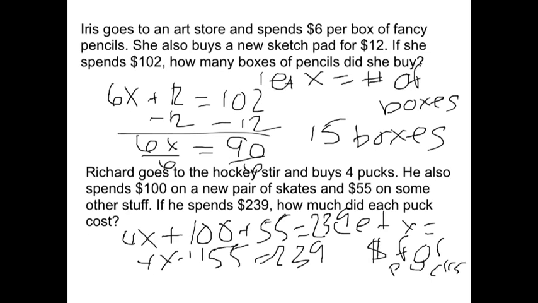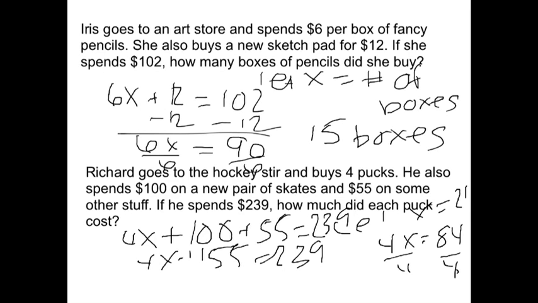We subtract 155 from both sides. So we get 4x equals 84. And when we divide by 4, we get x equals 21. So he spends $21 on each puck that he buys.